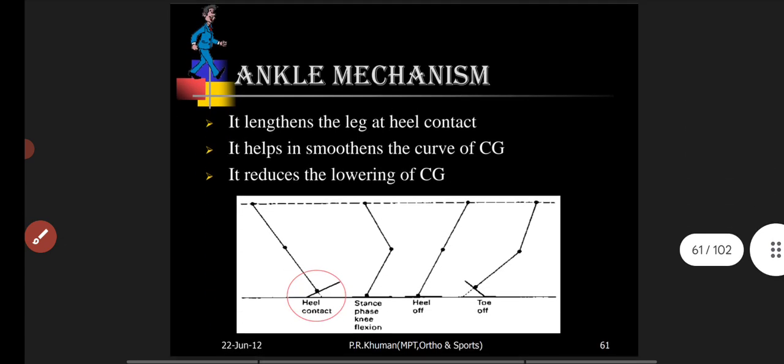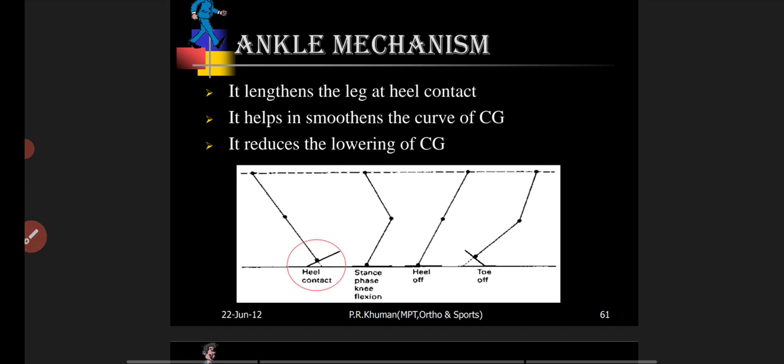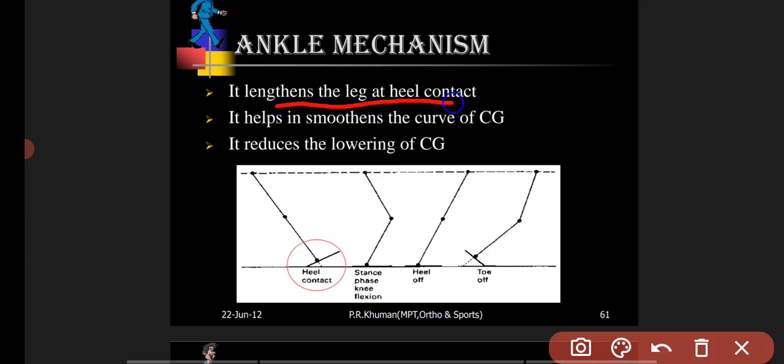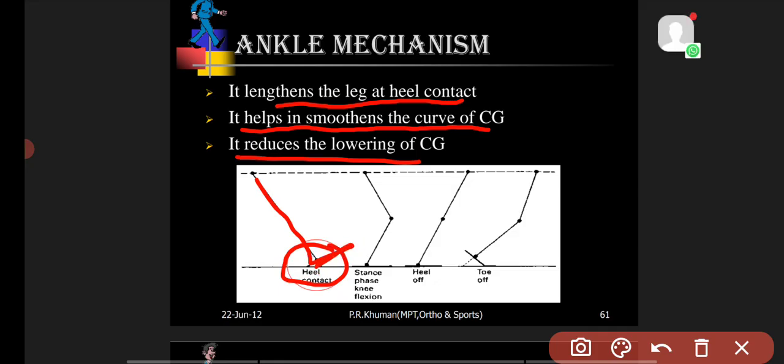Next one is the ankle mechanism. It occurs at the heel contact. It lengthens the leg at the heel contact. It helps smoothen the curve of the center of gravity. It reduces the lowering of the center of gravity. The ankle mechanism here, heel contact. Here the heel is in contact with the ground. It lengthens the leg at the heel contact and helps smoothen the curve.